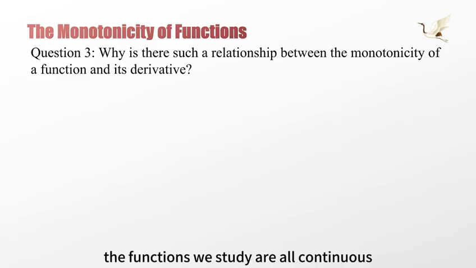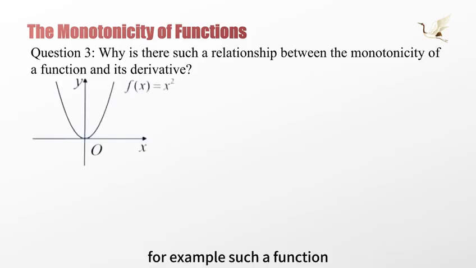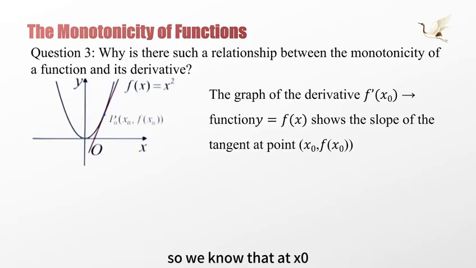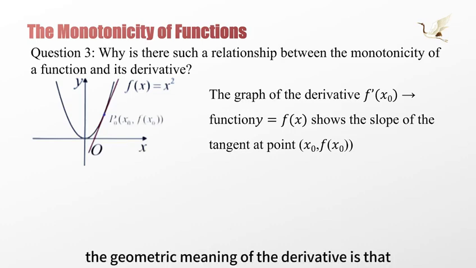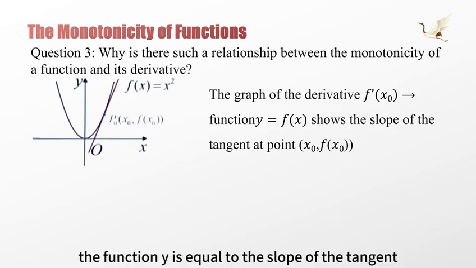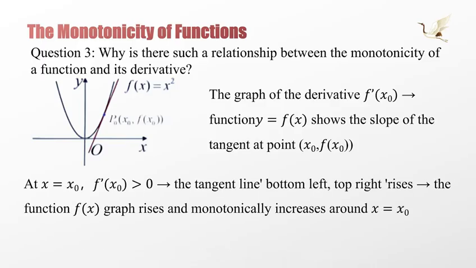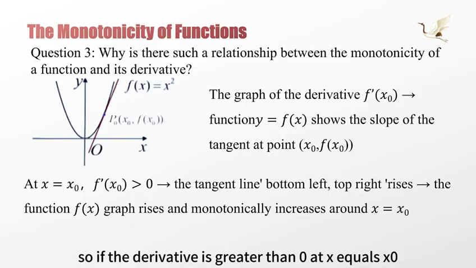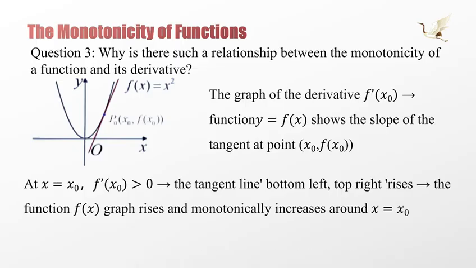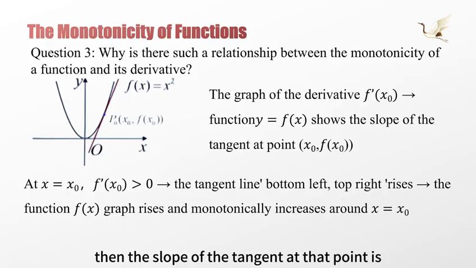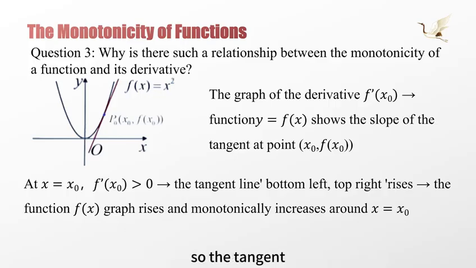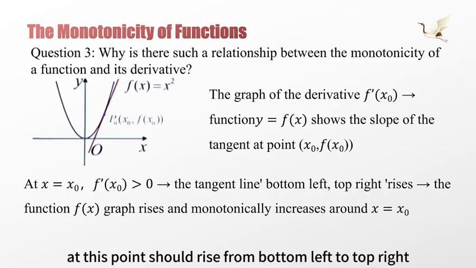The functions we study are all continuous, for example, such a function. We know that at x0, the geometric meaning of the derivative is the slope of the tangent of the graph of y equals f(x) at the point (x0, f(x0)). So, if the derivative is greater than 0 at x equals x0, then the slope of the tangent at that point is greater than 0. So the tangent at this point rises from bottom left to top right.